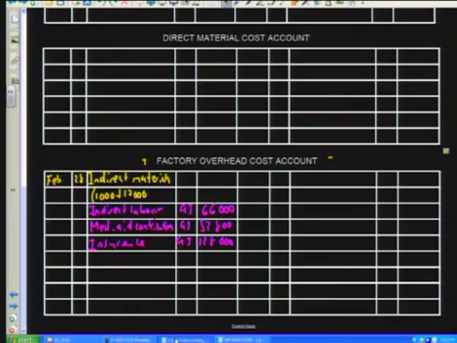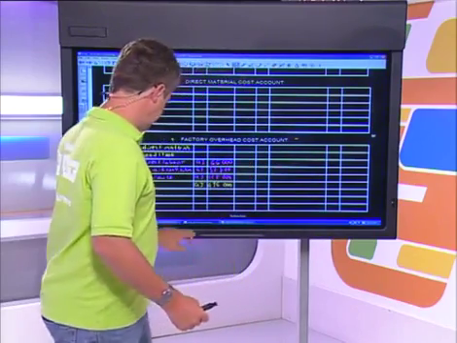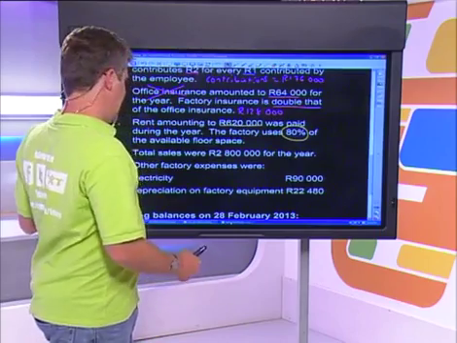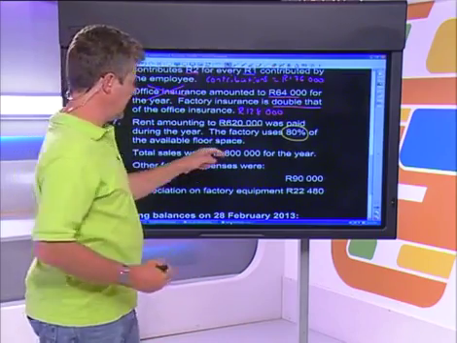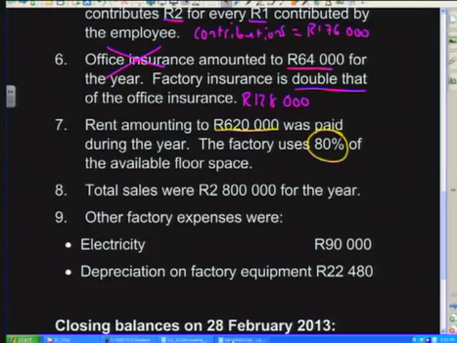All factory expenses are recorded in the factory overhead cost account, so the calculation that we've done just needs to be recorded here as rent. This rent is also in the general journal, and the answer comes to 496,000 Rand. Lots of calculations, but it's very easy if you know what belongs in which account. It also tells us now that total sales were 2.8 million Rand for the year. So 2.8 million Rand were our total sales.